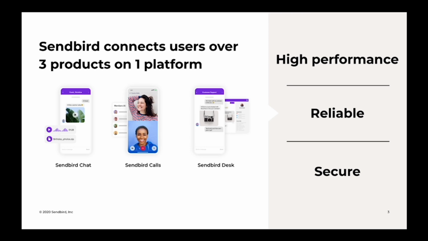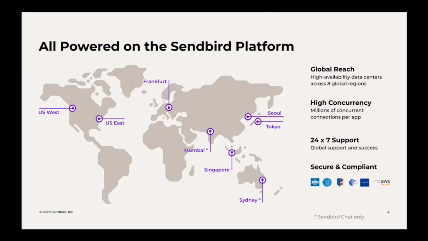First is Sendbird Chat, which we will be discussing today. We also have Calls, which is for adding real-time voice and video services to your app or website. And we have Sendbird Desk, which is a suite of tools and features for extending chat as a customer support platform. All of these products sit on top of a common high-performant, reliable, and secure platform built on top of AWS over 8 global regions for low latency and performance at millions of concurrent connections per app.